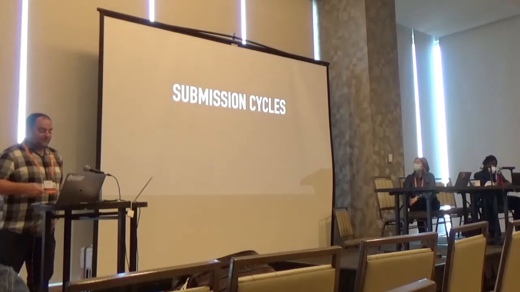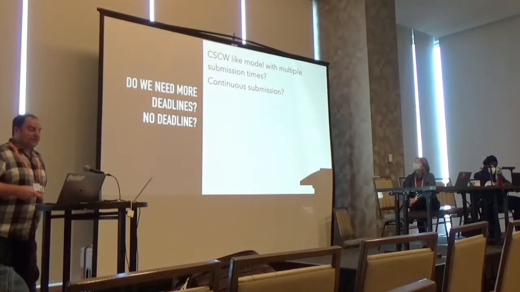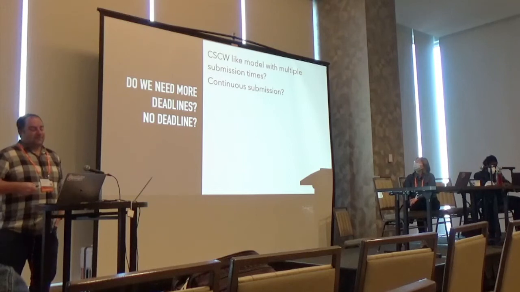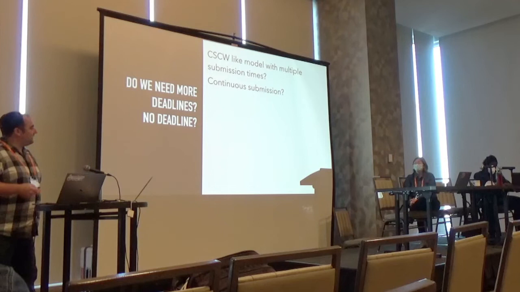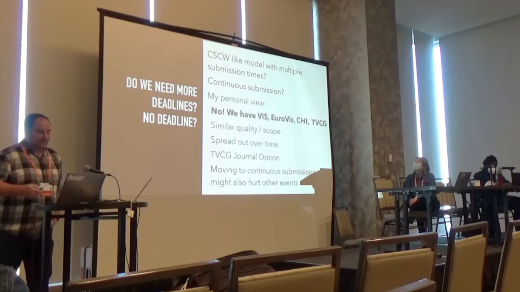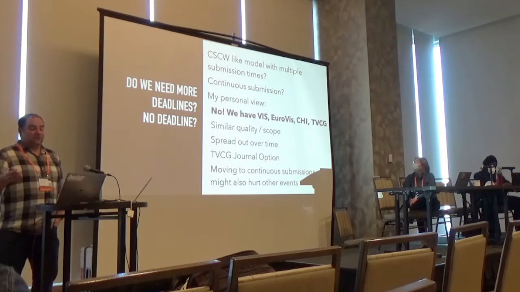Another thing that comes up is submission cycles. Do we need more deadlines? No deadlines? Something else? A CHI-like model with multiple submission times, or continuous submissions? Well, here I don't really have a strong opinion, but I do think we have a lot of conferences already, right? And they're all pretty good.